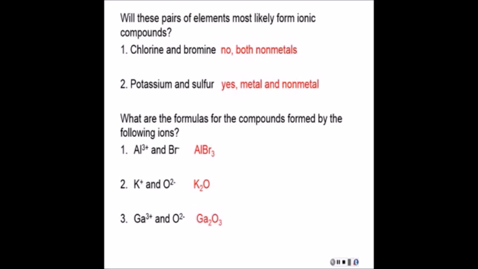Now I want to show you what we could have done on that to make it even easier. And this works out good. So if I have, I'm just going to use X and Y. If I have X, and let's say it's 3+, and I have a Y, another element, and that's 2- like we had in that example. If you notice the 2 and the 3, the 3 and the 2, the amount of the charge for the first one will become the subscript of the second one, and vice versa. Well, this works out pretty well. It's just that you have to remember to reduce those numbers if you can.